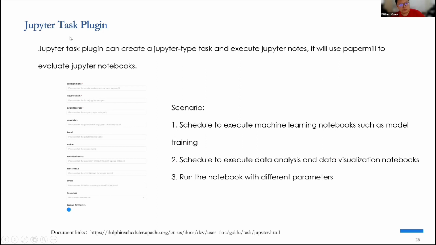The first is the Jupyter task plugin. The scenario is to schedule the execution of machine learning notebooks like model training. You can type some parameters and create a task to do these kinds of things, and also schedule the execution of data analysis and data visualization notebooks, and run the notebooks with different parameters. And then you can create your Jupyter task plugin very easily in DolphinScheduler to do this. And here is the machine learning process.